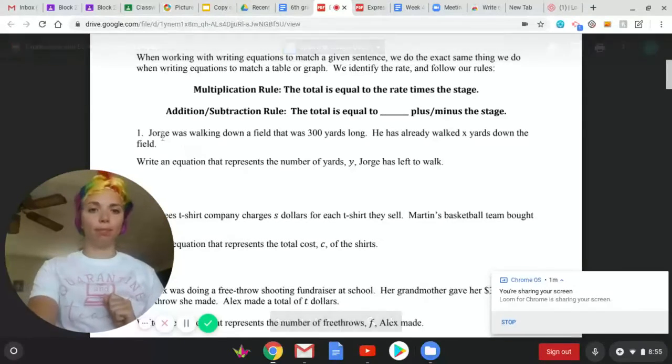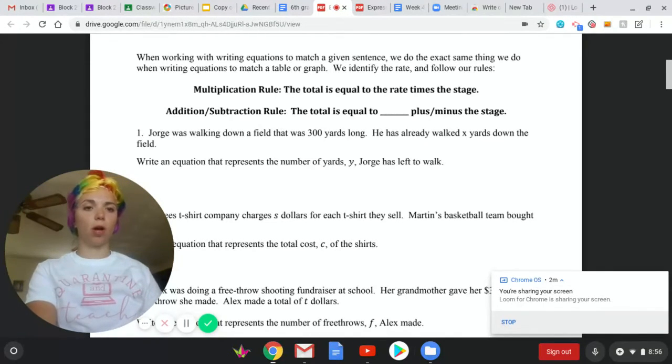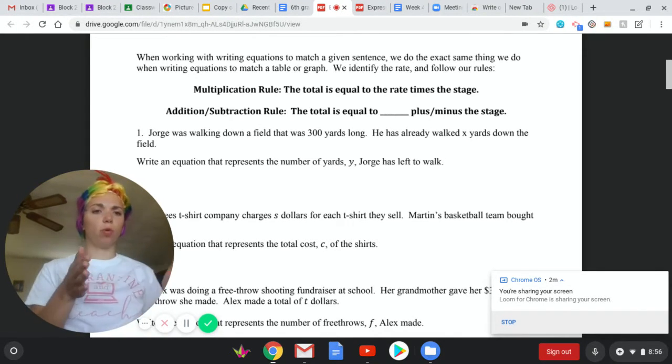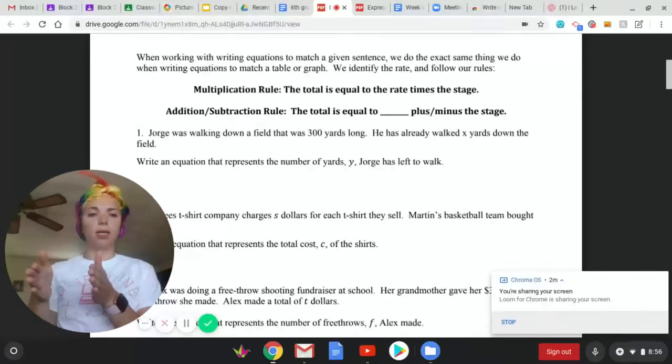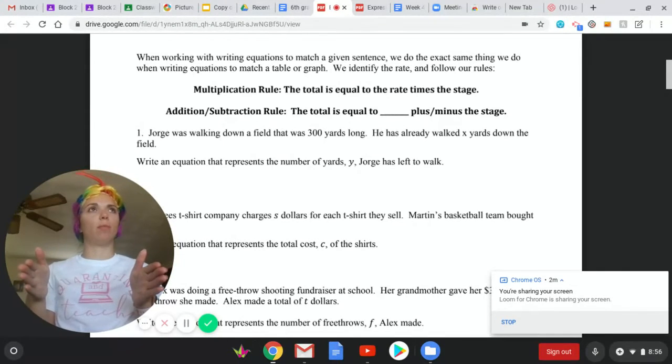So let's look at number 1. George was walking down a field that was 300 yards long. He has already walked X yards down the field. Write an equation that represents the number of yards, Y, George has left to walk. Okay, so first when I saw this, I thought, 300 plus X would tell us how far he has to walk. But 300 is the total. So he's got this distance here, and that's the total. He's only walked this far. He needs to get to here. So we got to think about that and think about what operation best fits to solve the problem.